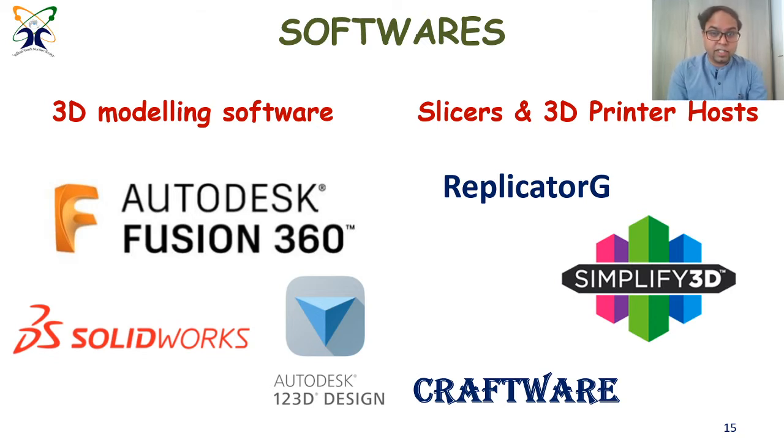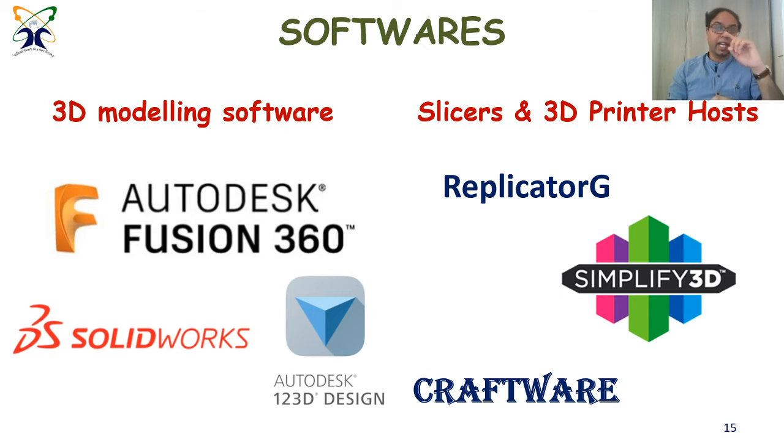There are a few softwares, or we call them tools, which are used for 3D printing. On your left, you have 3D modeling software like SolidWorks, CATIA, Autodesk Fusion, and Autodesk 3D Design, where you create the 3D model you want to print. Then you have a slicer and 3D printer host, which take this model, slice it down, and feed each slice to the printer. One slice is printed, then another slice is printed, and that's how you get the object.